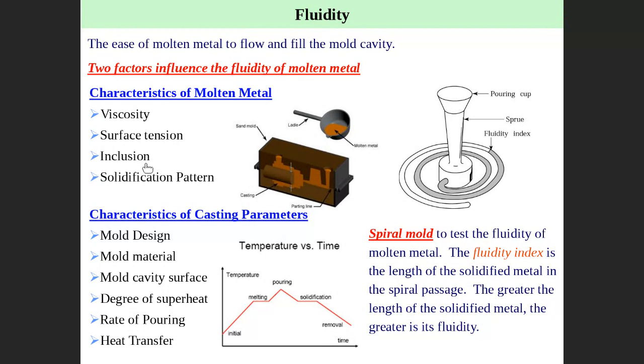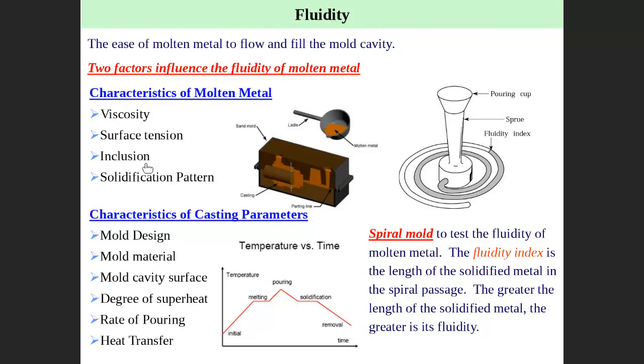Inclusion inversely affects the fluidity also. Inclusion means foreign material. If the liquid metal is not pure, there is other material in the liquid, like contamination or maybe oxide. Any inclusion inversely affects fluidity and makes fluidity poor. Solidification pattern is also very important.